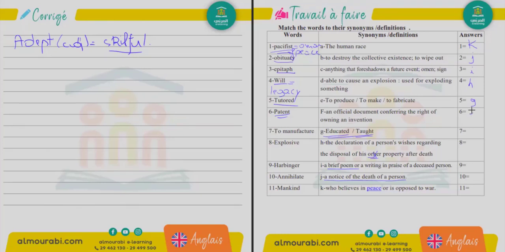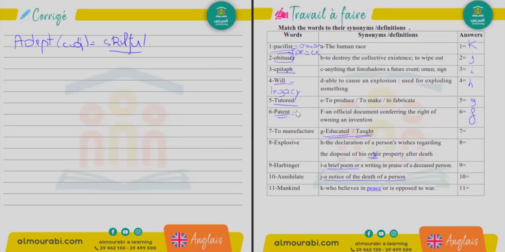Normally, if you invent something new, you need to protect yourself. From what? From people who will copy, who will imitate your invention, okay? So you need that official document stating that you have, in Arabic, a patent. That's the word. Very good. That's the word. So that's patent.